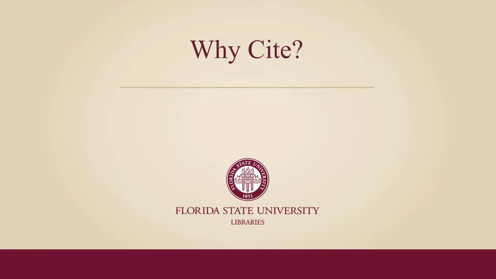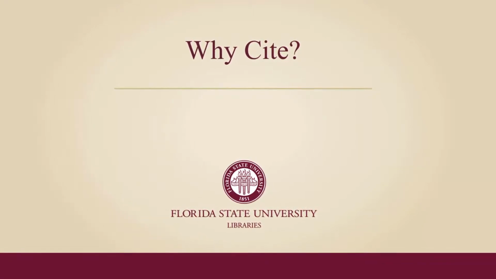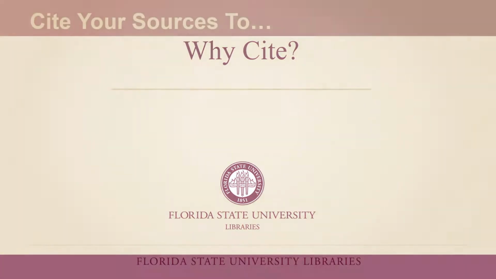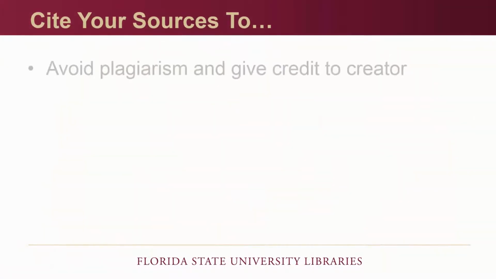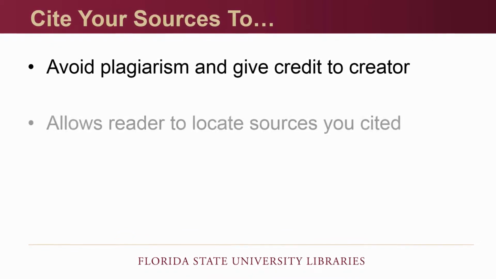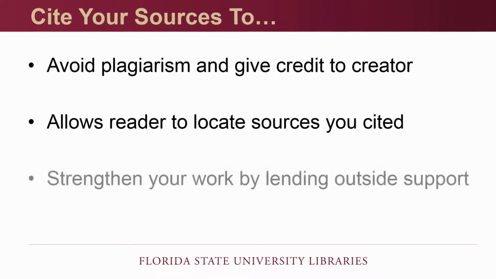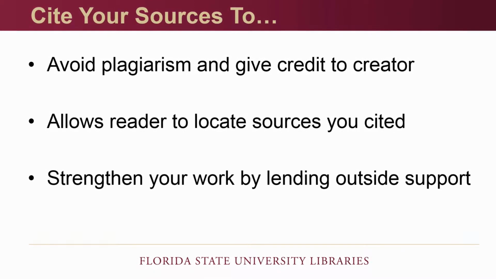The MLA Citation style is a common style used to cite references in humanities, English, and liberal arts programs. It is used to give authors or creators of works credit for their production in order to avoid plagiarism. It is useful because it allows the reader to locate sources and information you have cited. It can strengthen your work by lending outside support to your arguments.